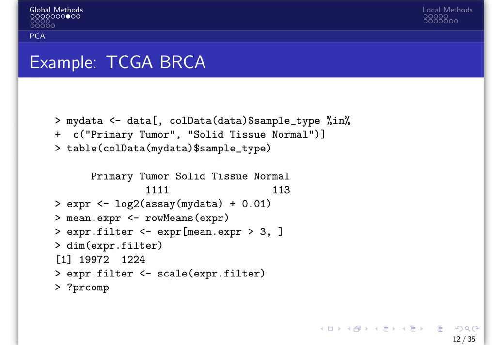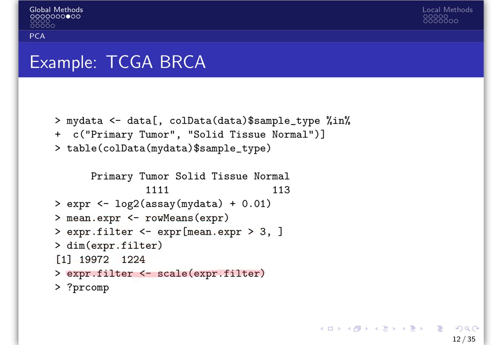Suppose we are interested in analyzing the samples from subjects whose sample was from either a primary tumor or solid normal tissue. We can extract that subset of subjects using this function. Doing so, we see that there are 1,111 primary tumors and 113 solid normal tissue samples. Now we transform the count data and then filter the gene expression data matrix, so there are now 19,972 genes.